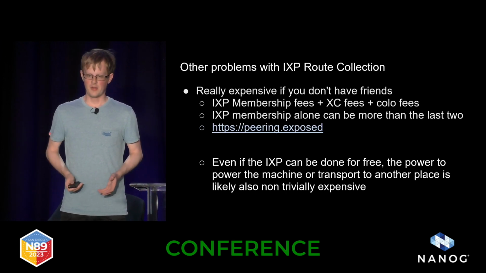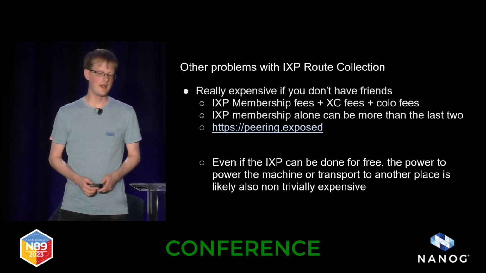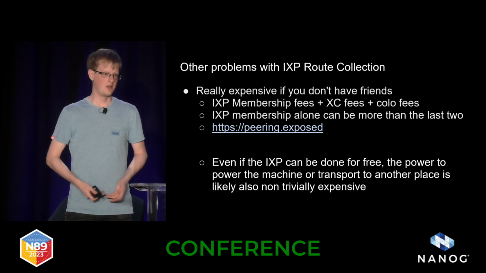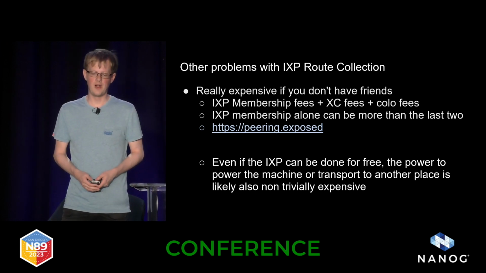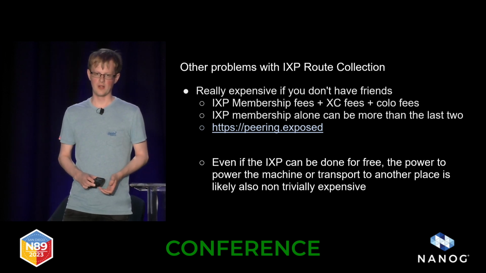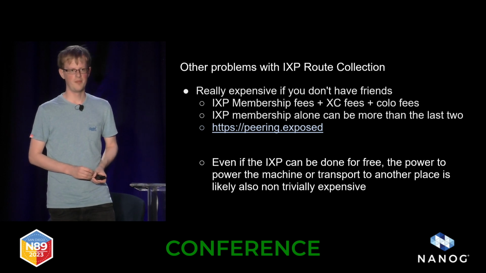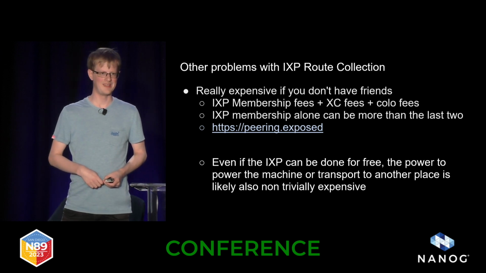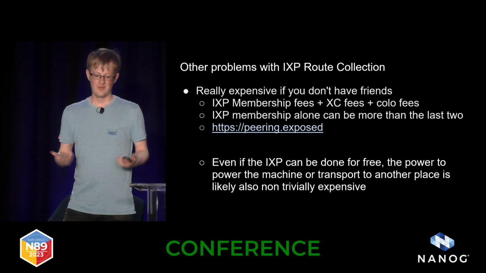The other problem with IXP route collection is that it's really expensive. If you don't have friendly contacts at these exchanges, the IXP membership fee, the cross-connect fee, and the co-location fee combined can make this incredibly expensive. In fact, most of the time the IXP membership alone can be far more than the actual cross-connect and colo. There's a fantastic website called peering.exposed, which tries to list the price per megabit of all of the internet exchanges. But even just looking at the base level price, because BGP.tools does no traffic on these exchanges, these ports are very expensive if you actually go for them commercially.